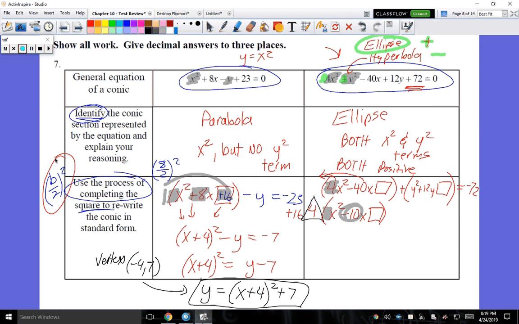So 10 divided by 2 is 5. Squared it is plus 25. But because I did this GCF, I need to remember, very, very important, I'm not just adding 25 to the left side, I'm adding 4 times 25, which is basically saying I have to now add 100 to the right to balance this out. Okay? And that's the piece for x.